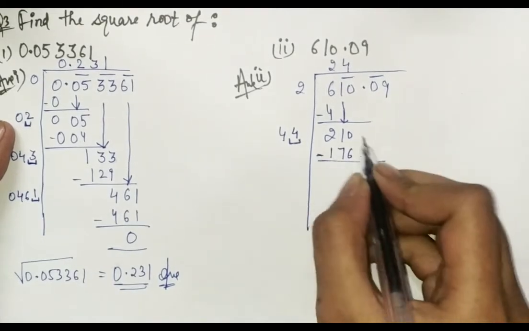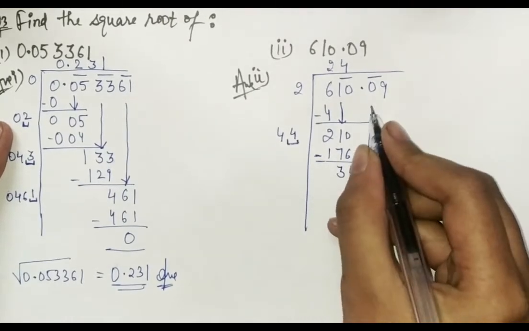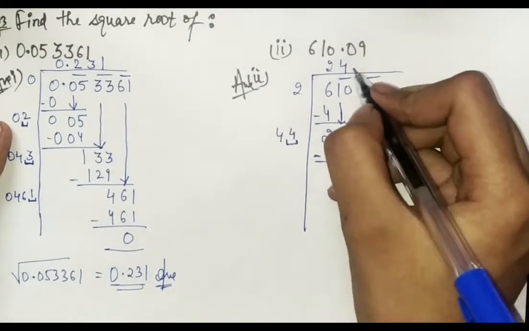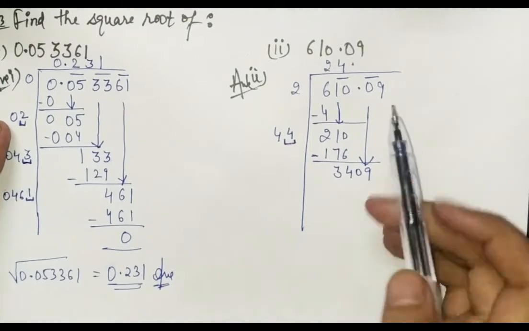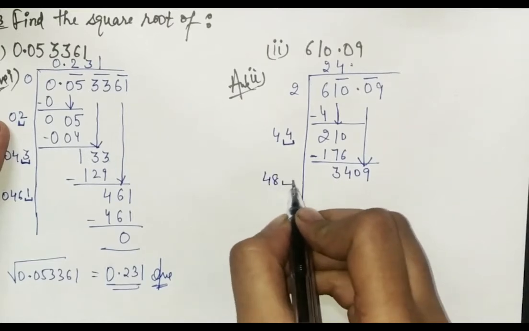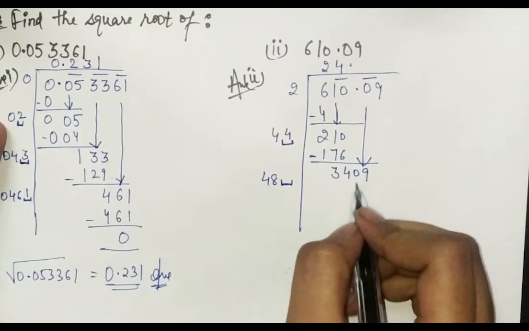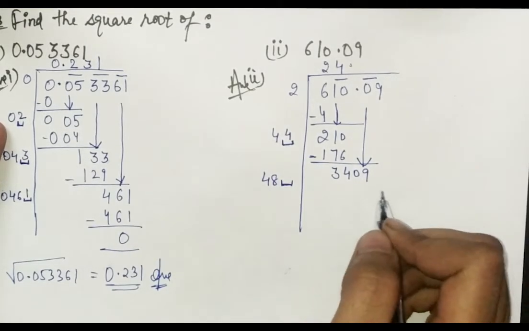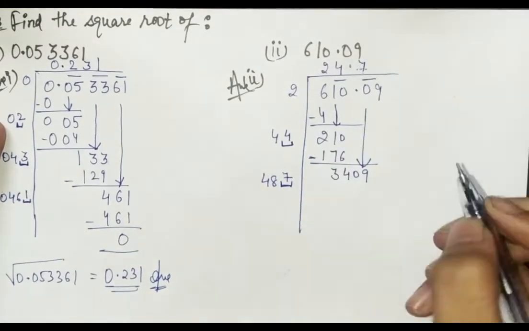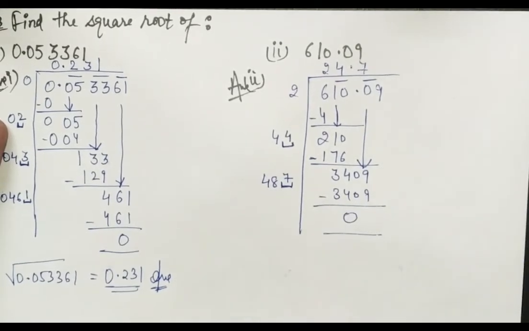Then by subtracting this we get 34, and we will be doing 09 here, putting 09 below. Now we want 24, double of 24, that will be 48. Now we want one number so that this will be completely divisible. You can see that 9 is the ending number, means most probably this will be divisible by 7. So I am writing 7 because this is divisible by 7. So 3409, by subtracting we get 0.